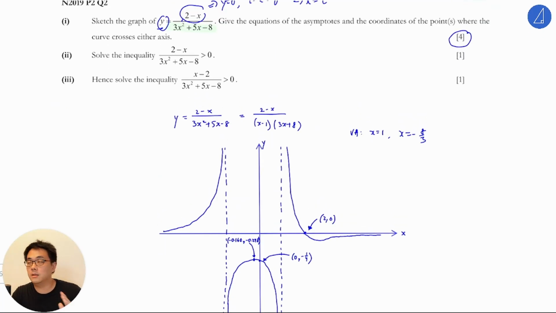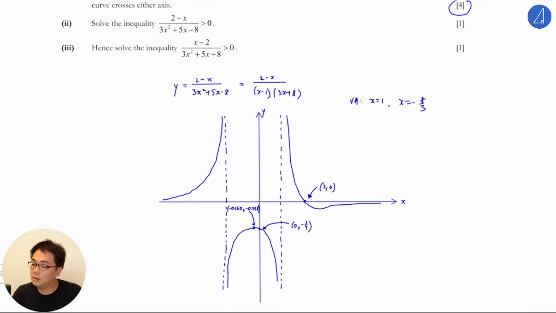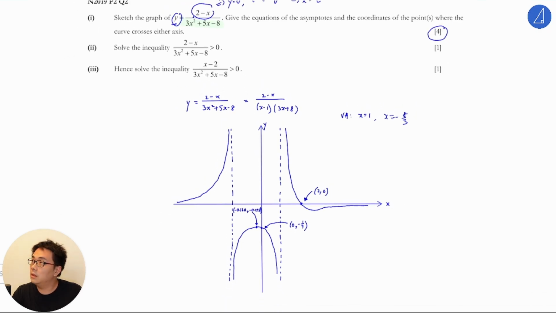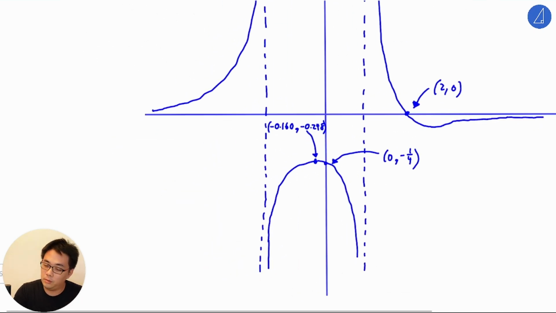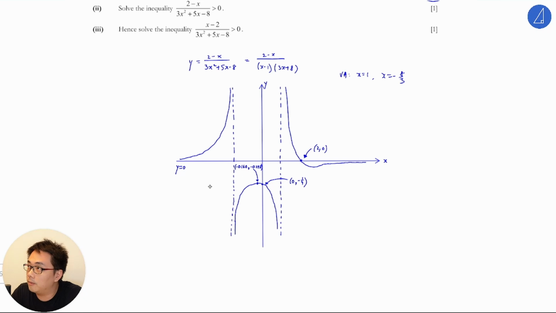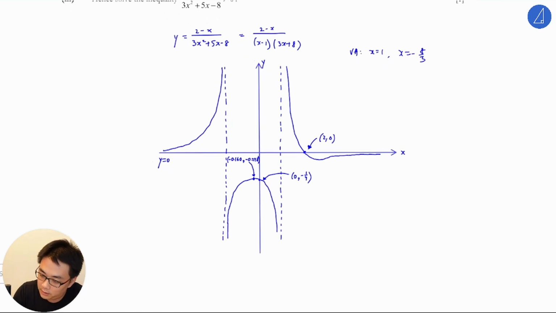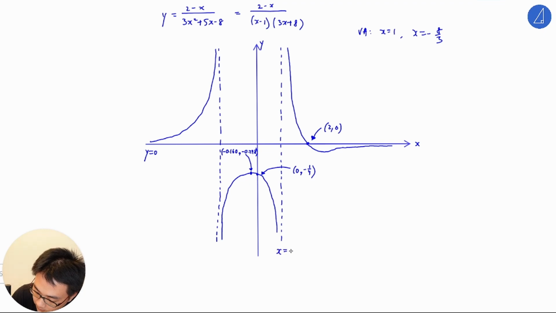This is 4 marks. Quite tricky, right? Anything else is missing here? B? B what? Good. Y equals 0. Okay, I can see a lot of mistakes can go wrong here. Then the labeling of the asymptote, of course. So this is x equals to 1, x equals to minus 8 over 3. 4 marks. Please take the 4 marks. If you don't take it, your friends and the rest of the cohort will take it. Check.